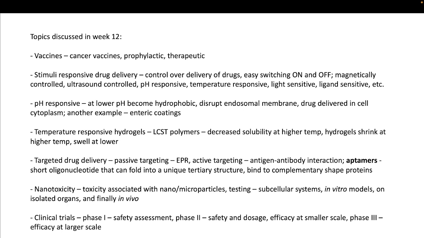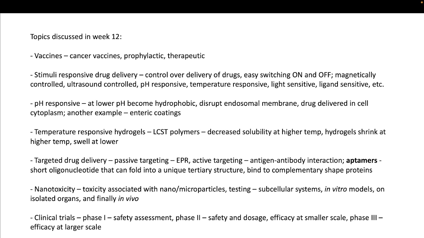externally given stimulus. So this can be something known as magnetically controlled, where you have injected your drug delivery system into the patient, and then you have externally applied some magnetic field at a particular location in the body, and because of the effect of that magnetic field, the delivery system is now releasing drug. Similarly, this can also be ultrasound controlled, where you give ultrasonic waves, or it can be pH responsive. We have looked at one example of pH responsive.